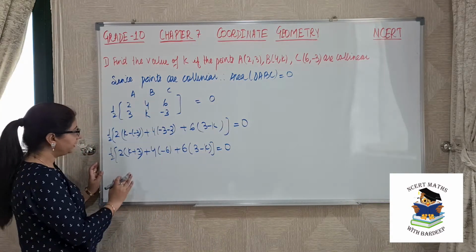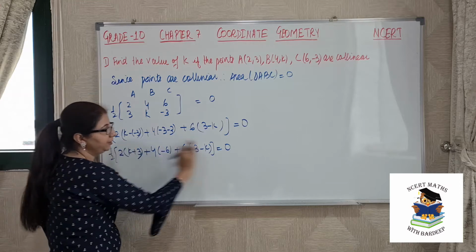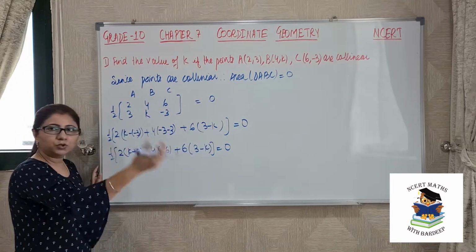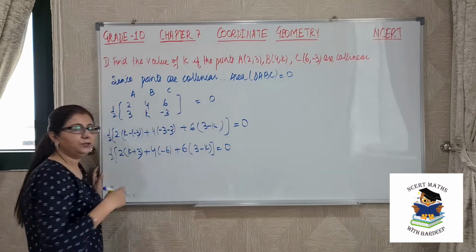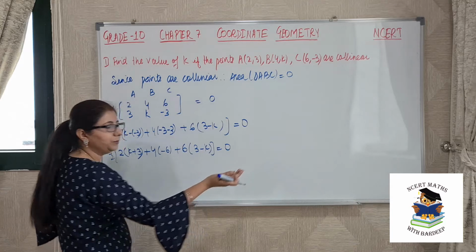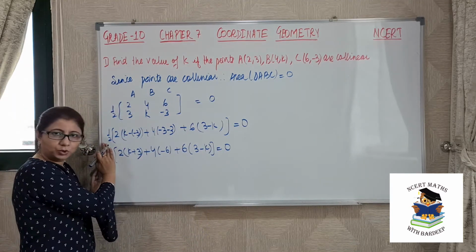So now after this step, see this 1 by 2 is multiplied with this term. So just shift this to other side. So 0 multiplied by anything will be 0. So even if you shift this to other side, it will be simply 0. So you can ignore this.